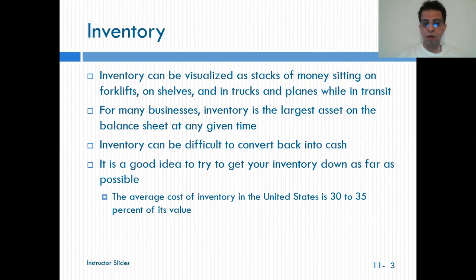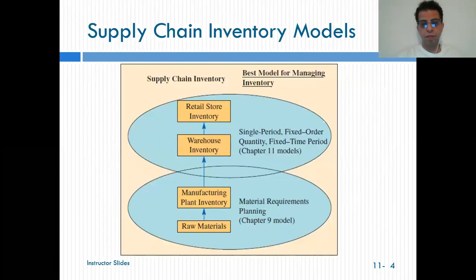And the average cost of inventory in North America, and the United States especially, is 30 to 35% of its value. So inventory costs 30 to 35% of a company's value. Lowering it will lower the cost of operation.